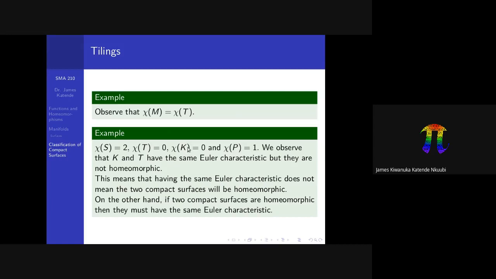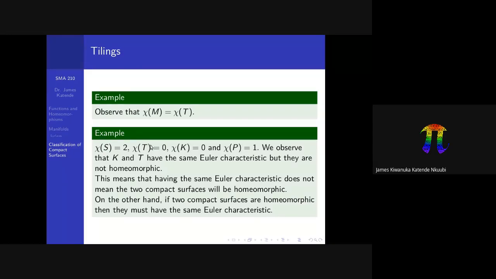So we observe that the Klein bottle and the torus have the same Euler characteristic. But they are not homeomorphic, because the torus is orientable and the Klein bottle is non-orientable. So the two surfaces have the same Euler characteristic, but they are not homeomorphic. So what this tells us is that the Euler characteristic is not enough to determine if two compact surfaces are homeomorphic.